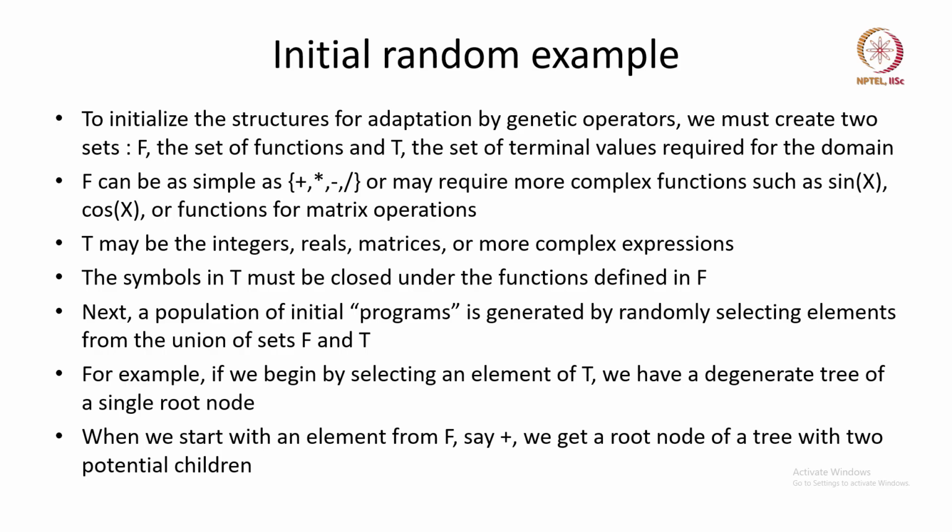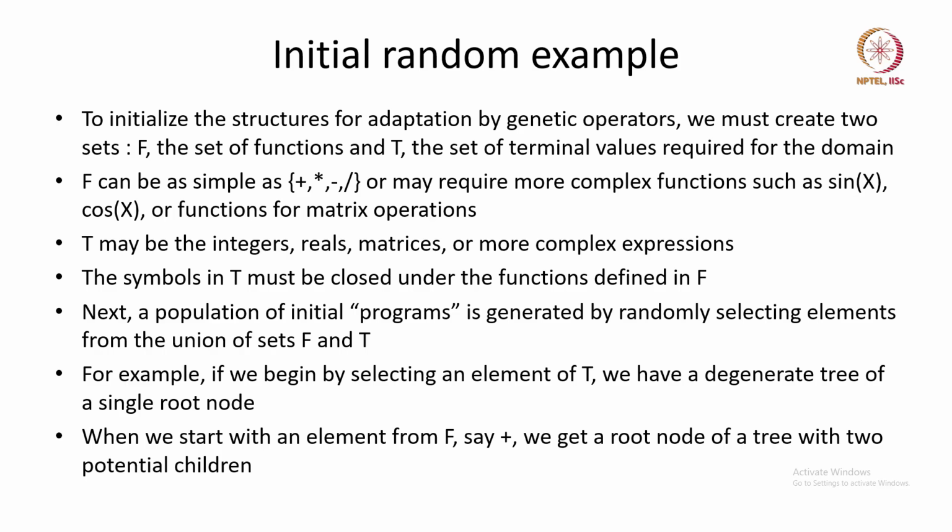So what you do is you randomly start the initial programs which you are going to generate, okay. So let us see how this actually is done. Suppose we just talk about a domain where we have just plus, minus, multiplication, division, maybe sine, cos, etc. If you choose a random element in T, for example, maybe some A, then it will become a degenerate tree with just one single node, because you have reached a terminal symbol, so you don't go any further than that.